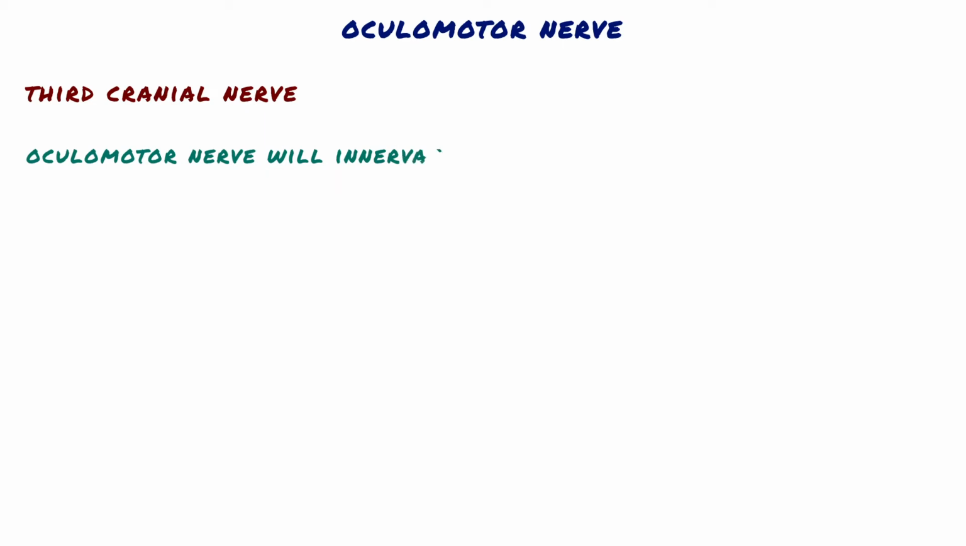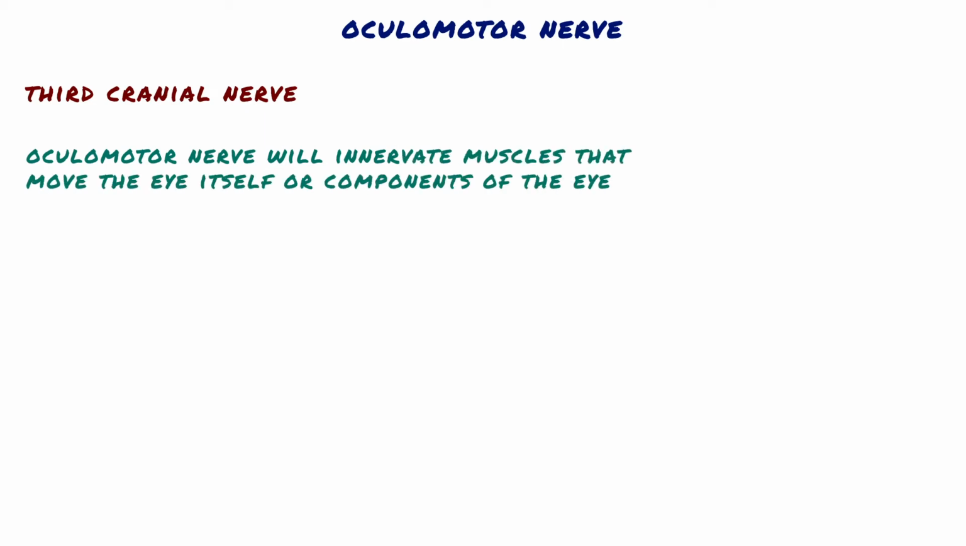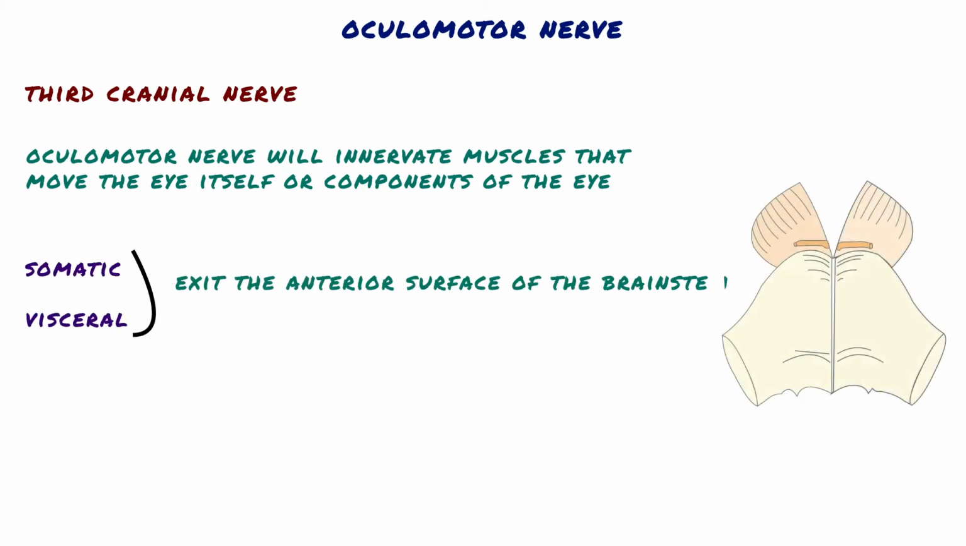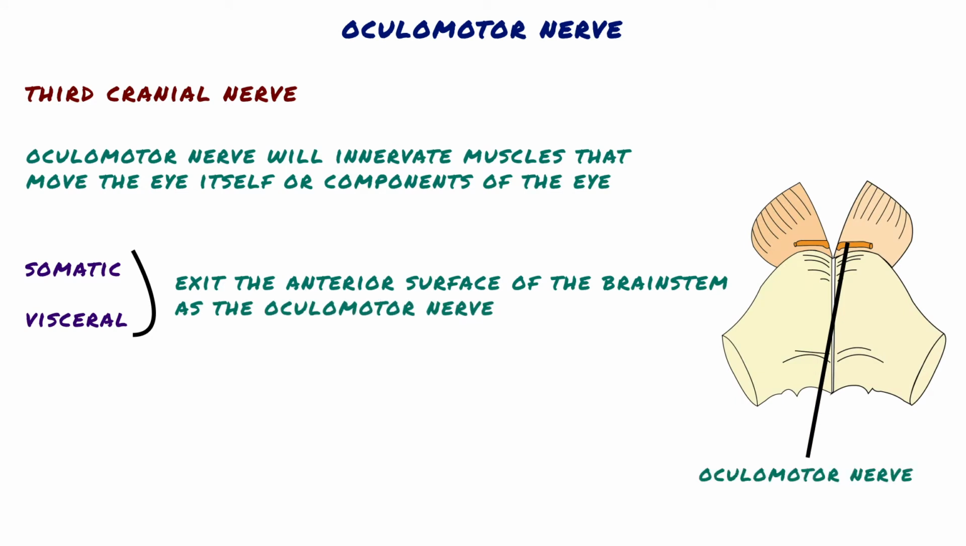The oculomotor nerve is the third cranial nerve. Simply from the name, then, it is easy to know that the oculomotor nerve will innervate muscles that move the eye itself or components of the eye. Both the somatic and visceral motor axons exit the anterior surface of the brainstem as the oculomotor nerve, appearing from between the midbrain and pons.